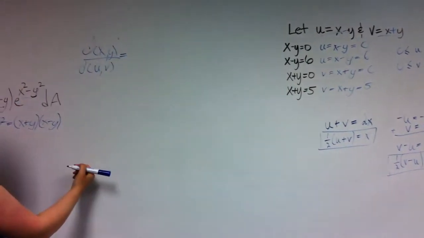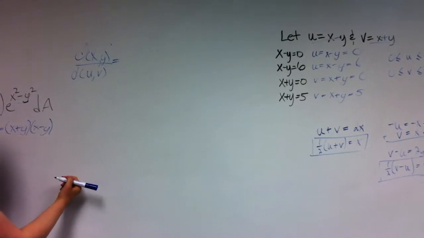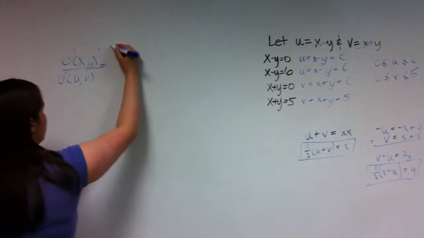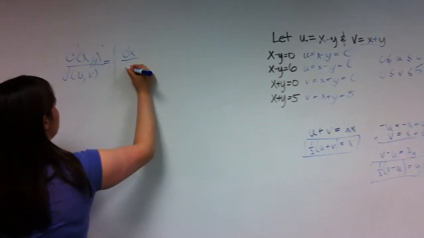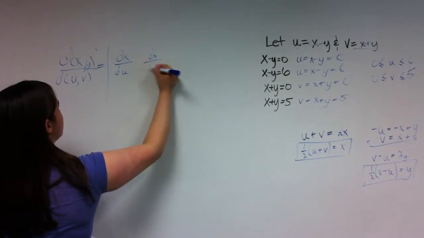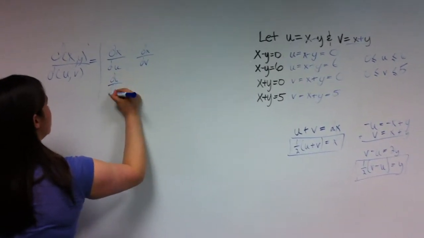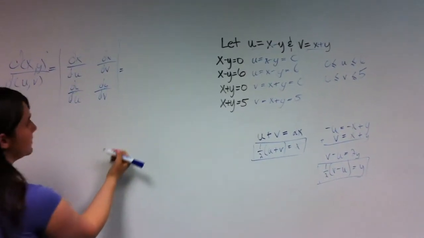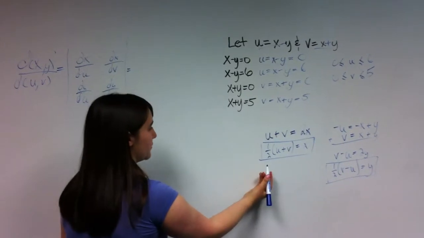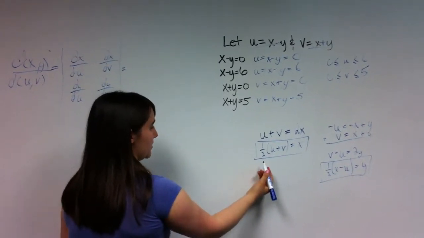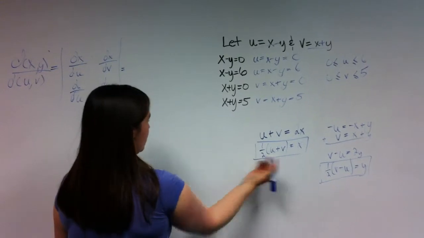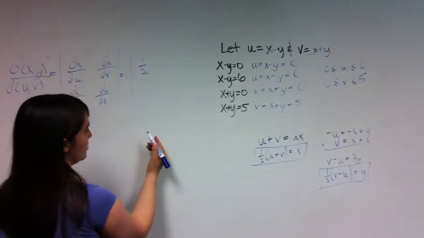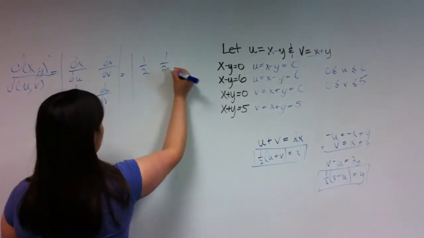And we have to make sure that the Jacobian is always the absolute value. So even if we get a negative answer here, we're going to plug in the positive value into our integral. And so this will be dx over du, dx over dv, dy over du, dy over dv, which equals, so over here if we take the derivative of x with respect to u, we get 1/2 because the v is considered a constant. With the derivative with respect to v, we also get 1/2 with x.